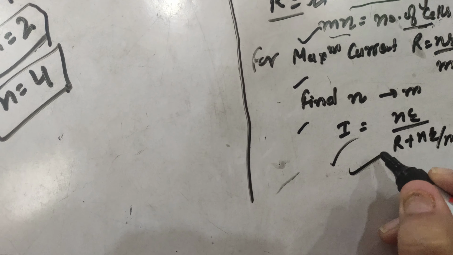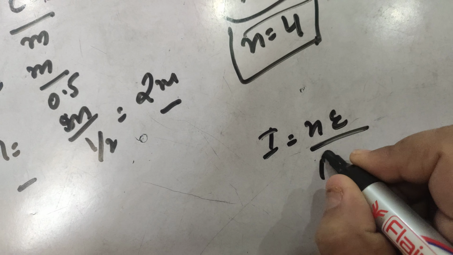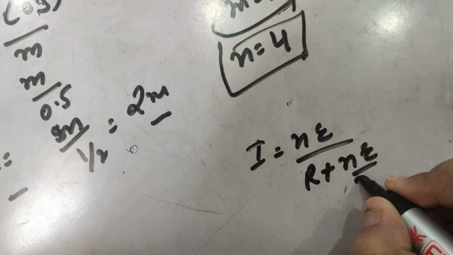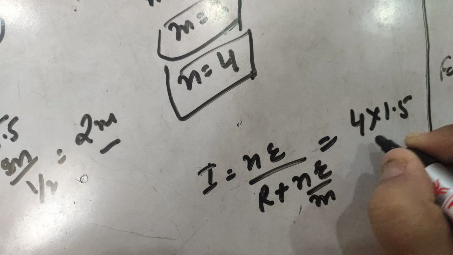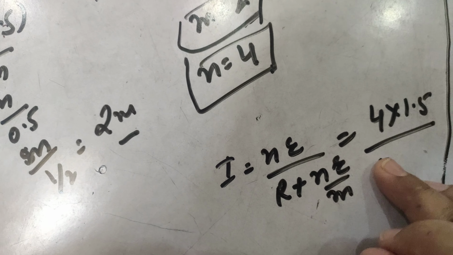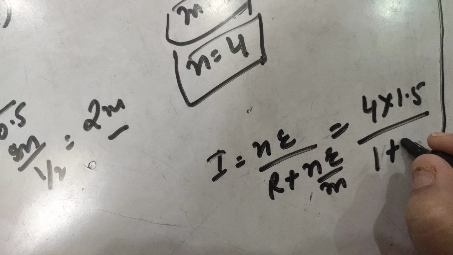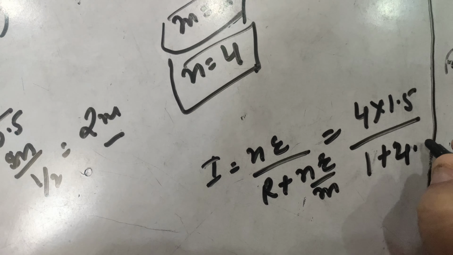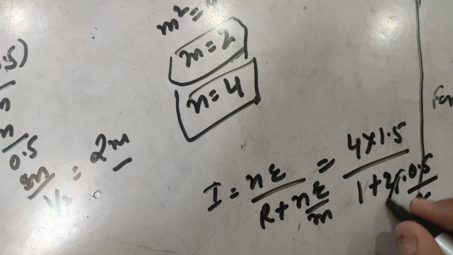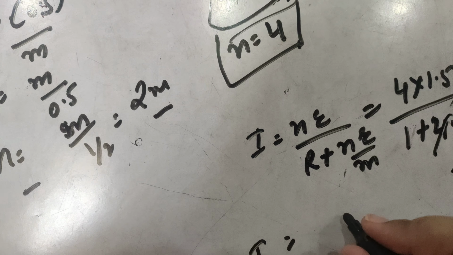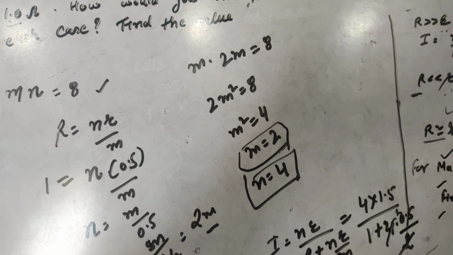Now the value of current can be given by the formula I is equal to nE divided by R plus nr by m. Now n is 4, E is 1.5, R is 1 ohm plus nr, where n is found to be 4 and r is 0.5 divided by m. m is 2. So we can solve this and get the value of I from here. So this is how we can solve these questions by using the step-by-step process.